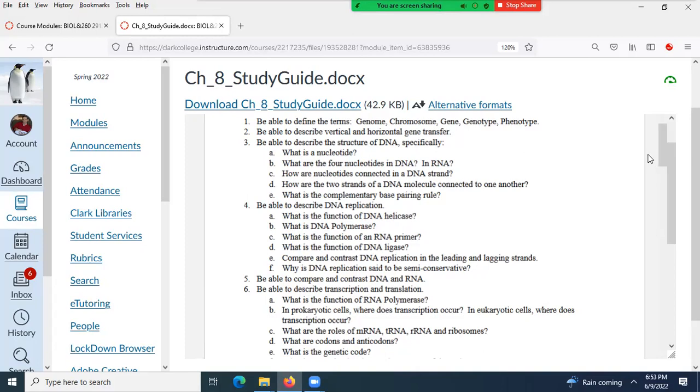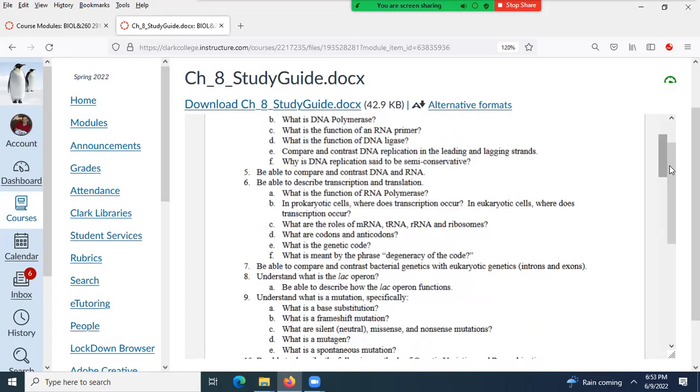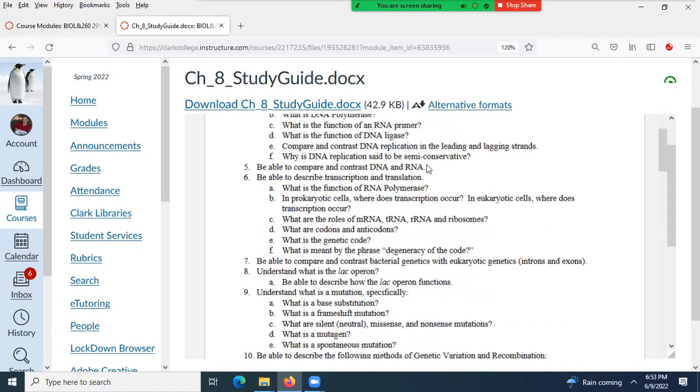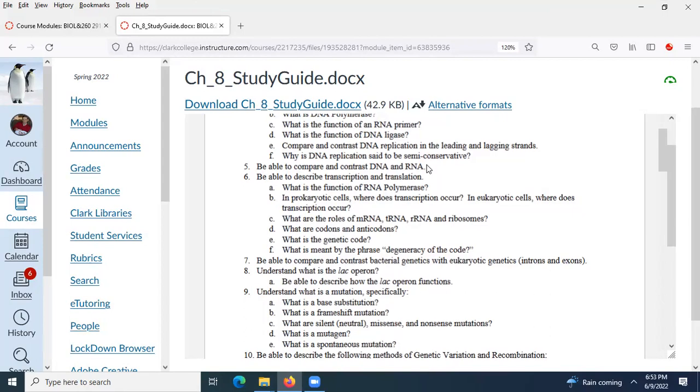Be able to compare and contrast DNA and RNA. There are some differences. DNA has deoxyribose as the sugar. RNA has ribose. DNA has A, T, G, C as the bases, and RNA has T replaced with uracil, or U. And then they have the same, let's see, G, C, what am I missing?